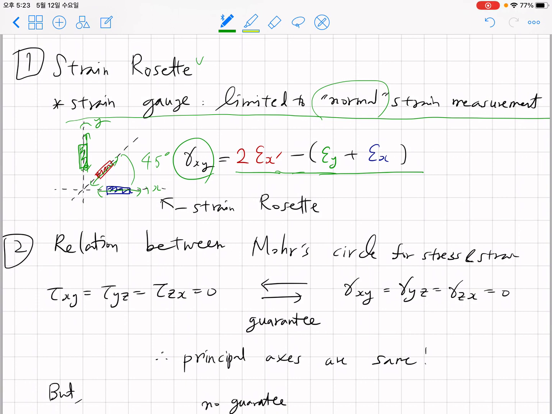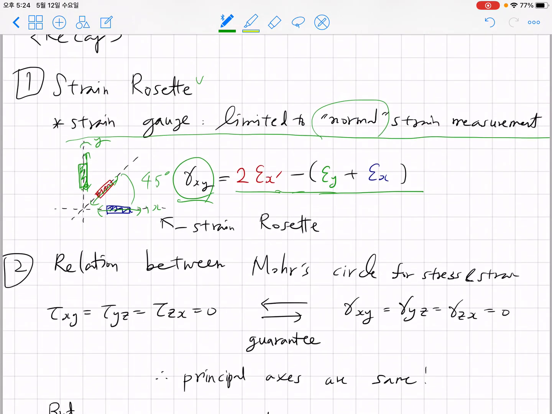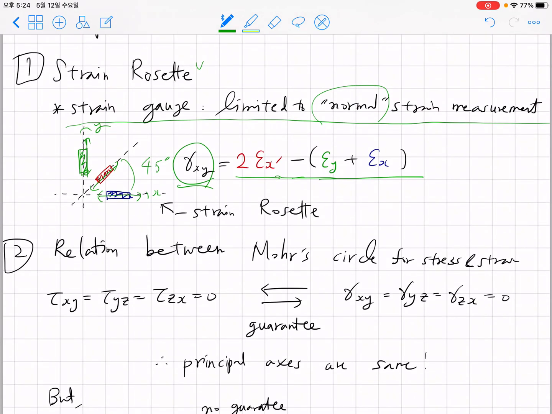gauge. Even though we don't have this exact 0-degree, 45-degree, and 90-degree arrangement, if we have three directions that result in three independent linear equations in terms of epsilon x prime, epsilon y prime, and gamma x prime y prime, then we can also obtain the strain components in the xy direction. We discussed this in the previous lecture. One thing you have to remember is that when you have three independent linear equations, you are guaranteed to find three unknowns, so you can obtain the answer if you have your strain gauges arranged to give three independent equations.